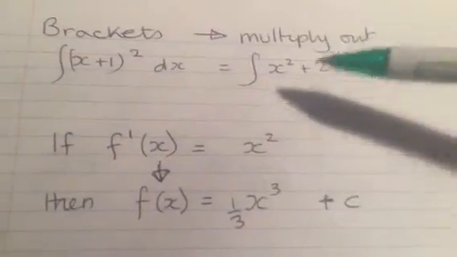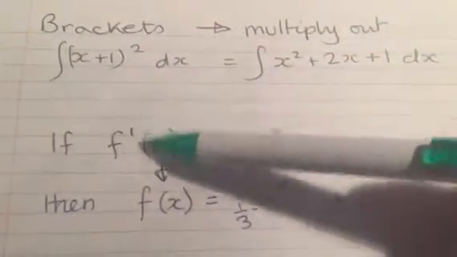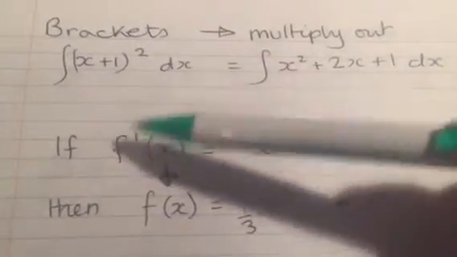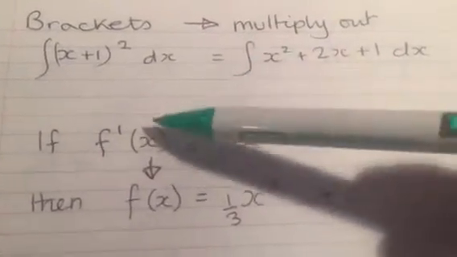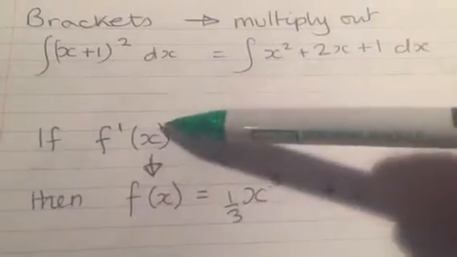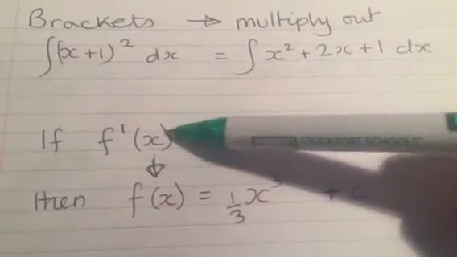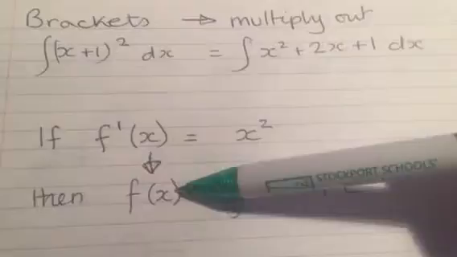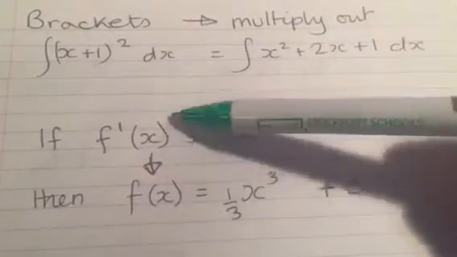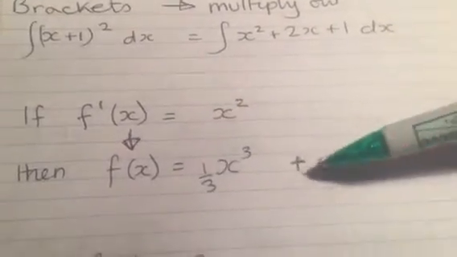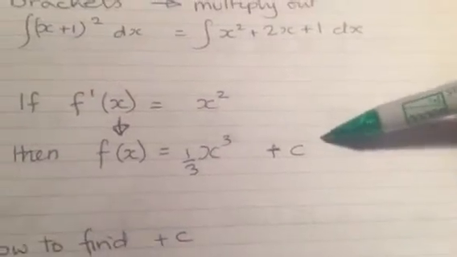You're sometimes asked to find the equation of a curve. You'll be given f dash x is a function, so f dash x equals x squared. To find f of x, you need to integrate. So to go from f dash x, if you're given that, to f of x, the equation of the curve, you therefore need to integrate. And as always, do not forget your plus c.